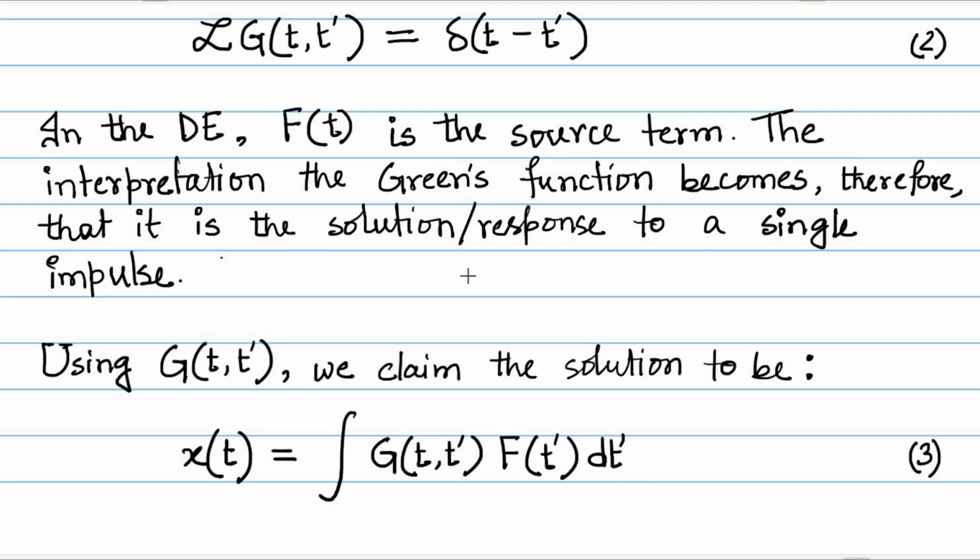And then we can write down the solution itself with the help of the Green's function, which is basically multiplying the source term with the Green's function and then integrating over the dummy variable t prime, and that gives us our solution for any desired input f of t.